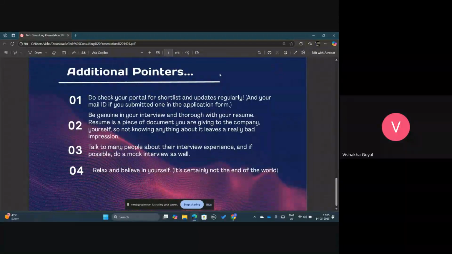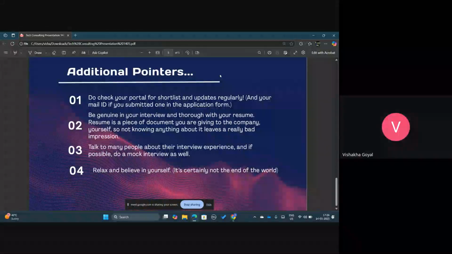These are additional pointers. These are, to be honest, general in sense. The first one is to check your portal for shortlist, because I feel like at my end I checked it really late. No one will tell you that your shortlist has come. They will just call you before the interview if you're not present there. So this is something that you can keep in mind. Do check for shortlist and updates and even your mail ID.